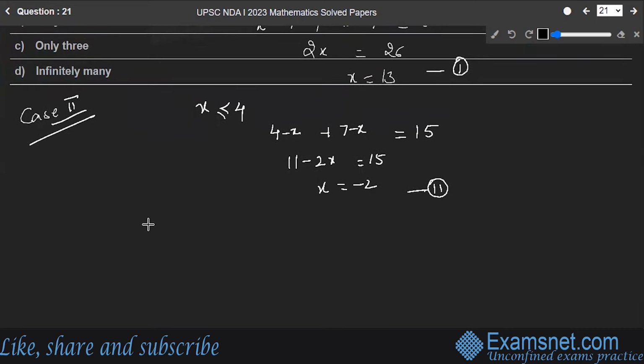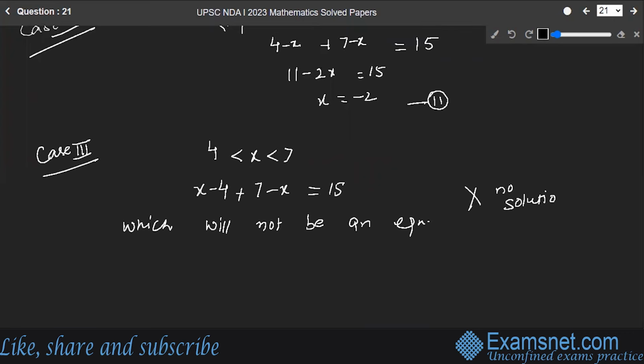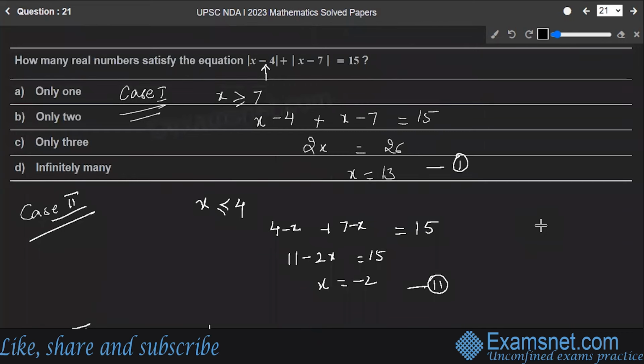So the third case, when x lies between 4 and 7. Then the equation becomes x minus 4 plus 7 minus x is equal to 15, which is not an equation because x will get cancelled. Therefore, this has no solution. Hence, there are only two real numbers which satisfy this equation, and we have option B as the correct answer.